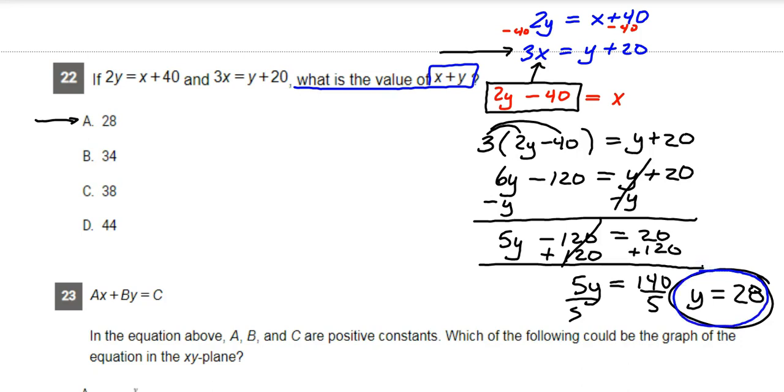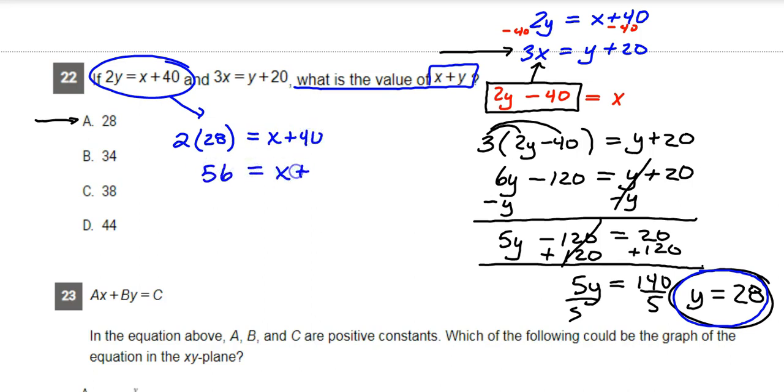Now, I can use any equation I want. It doesn't matter. But we're going to substitute that y value in. So we're going to plug 28 in. So maybe I'll use this equation. And I'm going to go 2 times, I now know what y is, equals x plus 40. So that's 56 equals what plus 40? You could probably do that in your head, but I'll just go ahead and finish the algebra, and I get x equals 16.